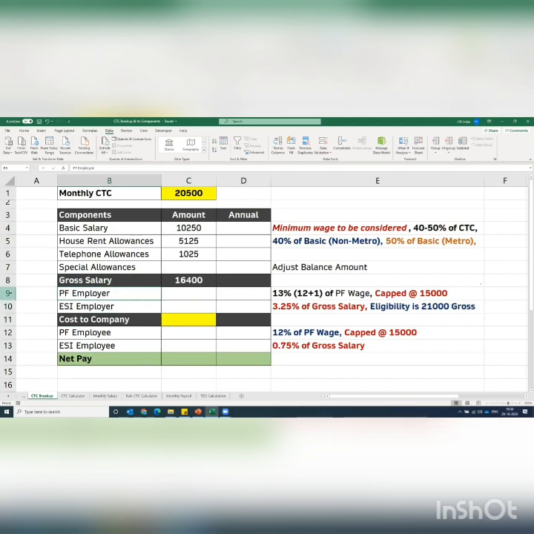So first we need to calculate the PF of the employer. What is the rate of PF of the employer? It is 13% of the PF wages. Now, what is PF wages? PF wage is the amount on which we calculate PF. Earlier, we used to calculate PF on what? Basic salary and the DA. If DA is not there, only on the basic salary we used to calculate PF earlier.